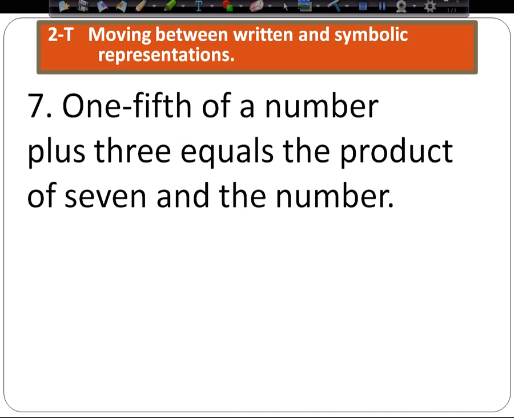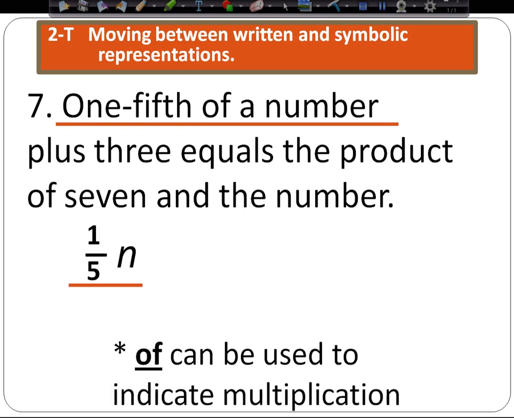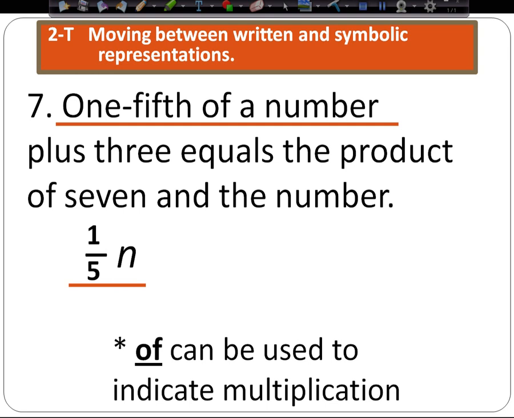Number 7, 1/5 of a number plus 3 equals the product of 7 and the number. Take a minute, pause, and get this written down before you move on. Right, 1/5 of a number is 1 over 5 n, or 1/5 times n, which we write as 1/5 n.